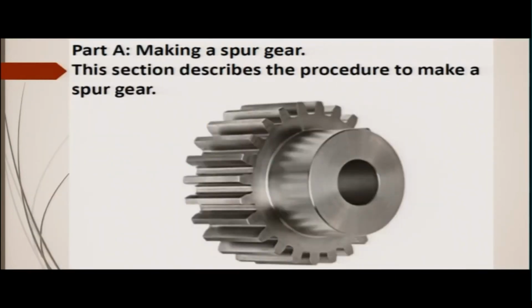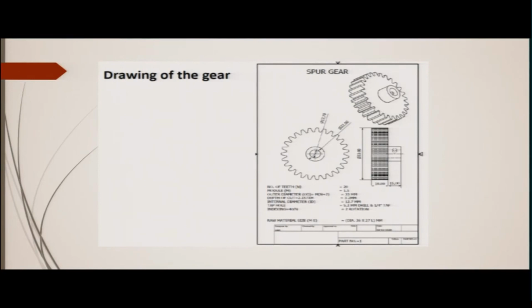Now, for the spur gear, here is the pictorial view of a spur gear. This is the drawing, like we have made the drawing of a bevel gear. Here the complete engineering drawing of the spur gear has to be made with all the dimensions, and these are the parameters. In the parameters you have to write the number of teeth in the drawing itself. This is the module that we have given, cutter diameter, depth of cut, internal diameter, tap hole, and the indexing, how many rotations you have to make. That indexing will be made depending on the number of teeth.